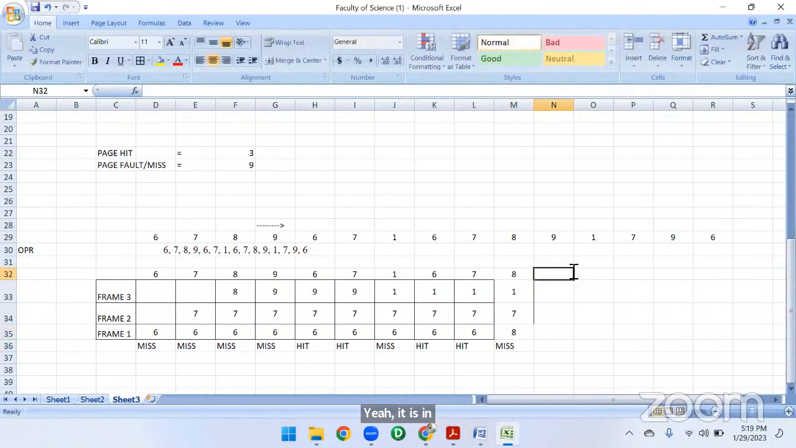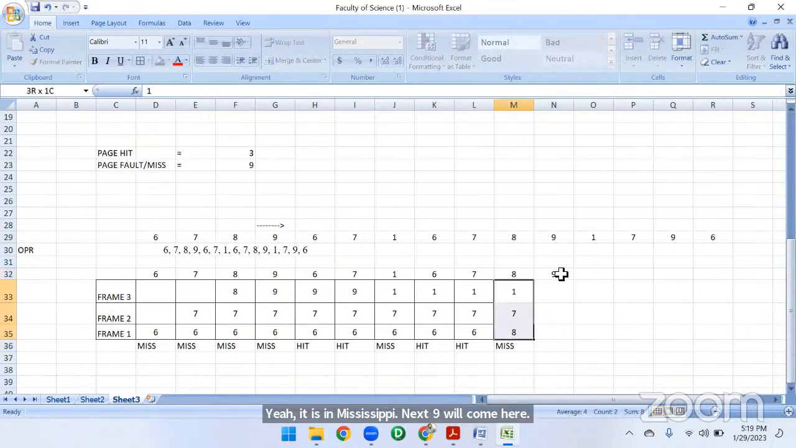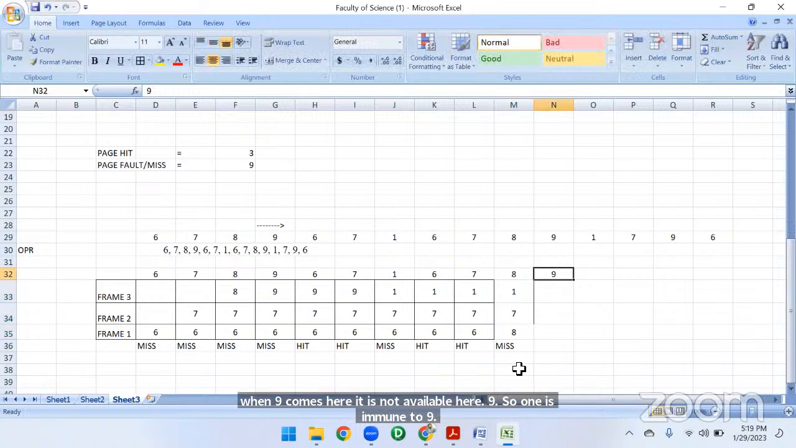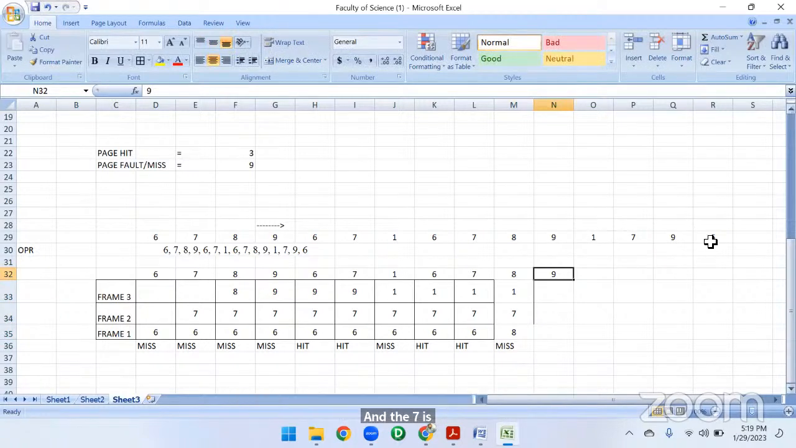Next 9 will come here. When 9 comes here, it is not available here. So 1 is immediate to 9 and 7 is immediate to 9. 8 is not at all available here. Okay, let me check. One second, I'll just see this scenario.